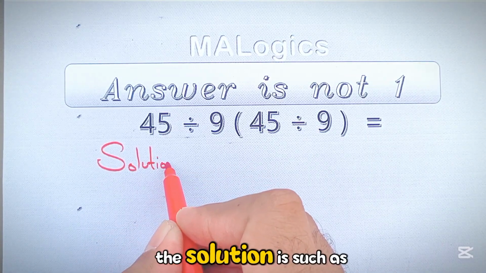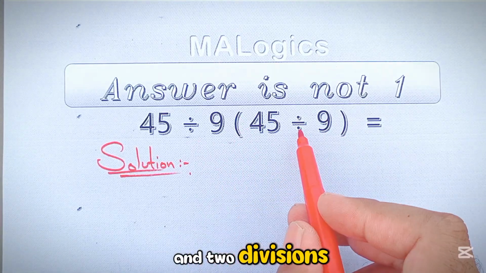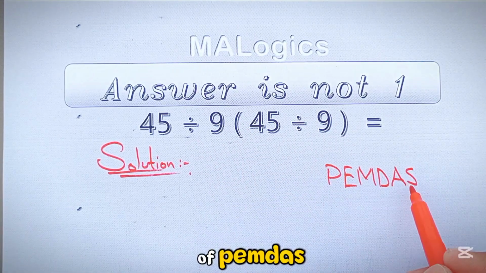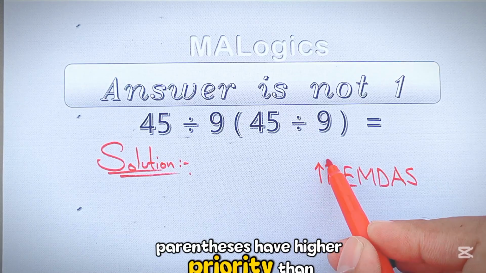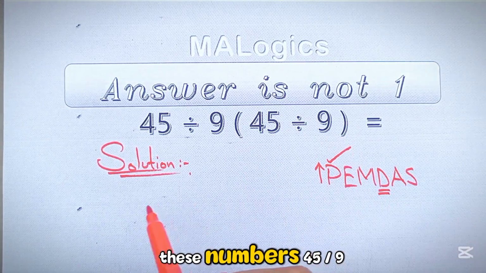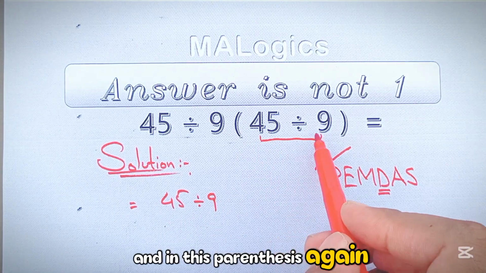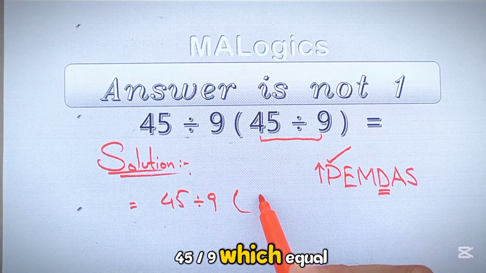The solution is such as here. We have one parenthesis and two divisions. So according to the rule of PEMDAS, parentheses have higher priority than divisions. So first we will solve this parenthesis. These numbers, 45 divided by 9, and in this parenthesis, again, 45 divided by 9, which equals 5.